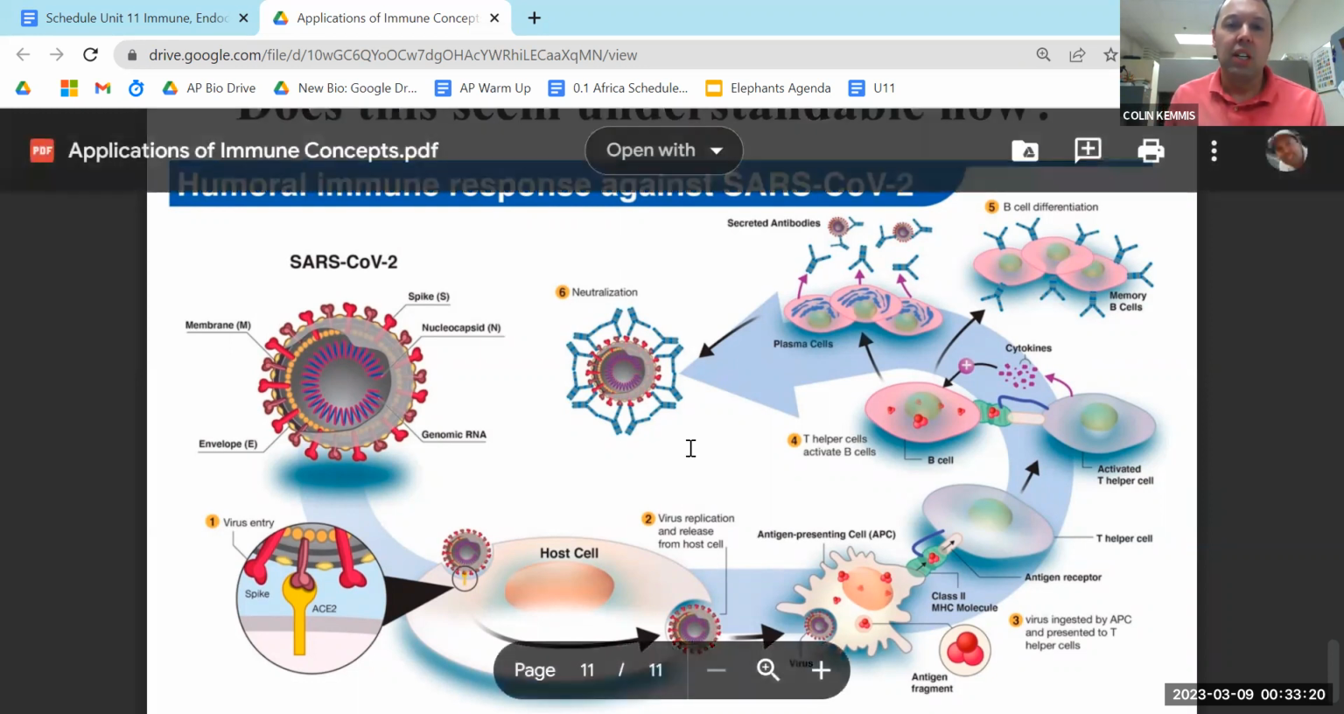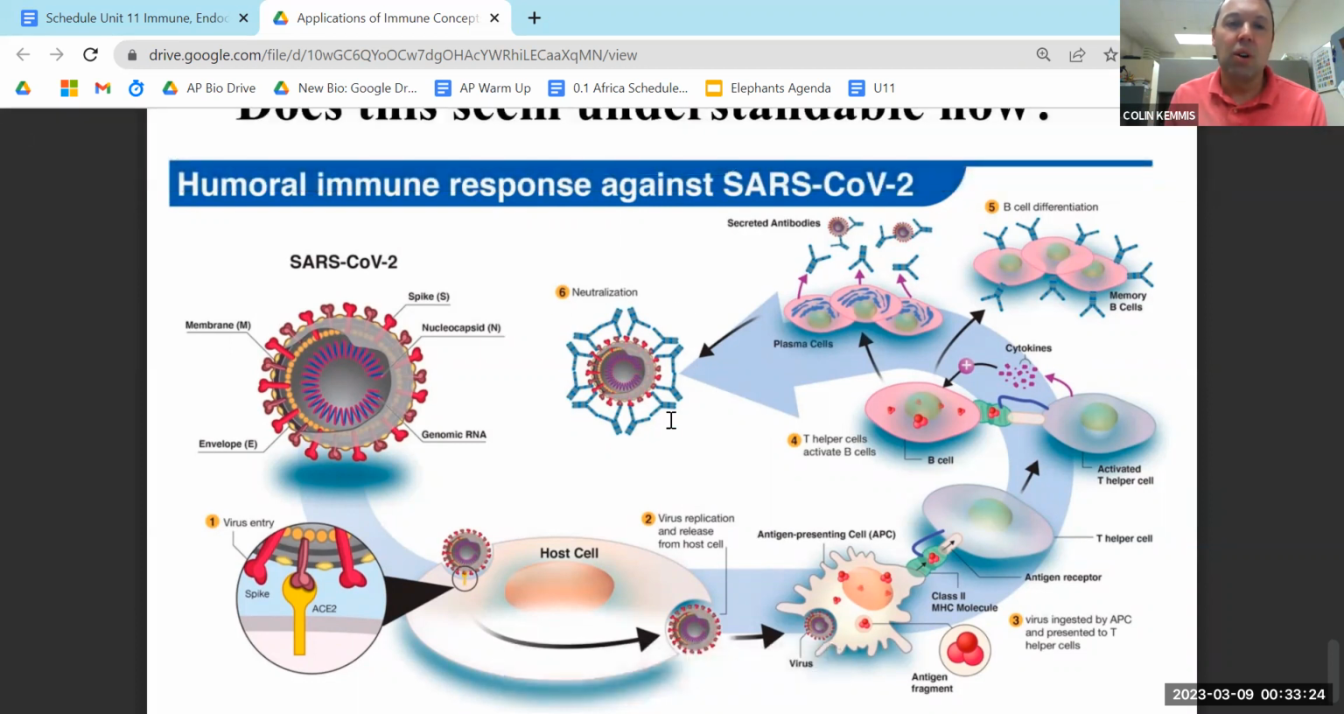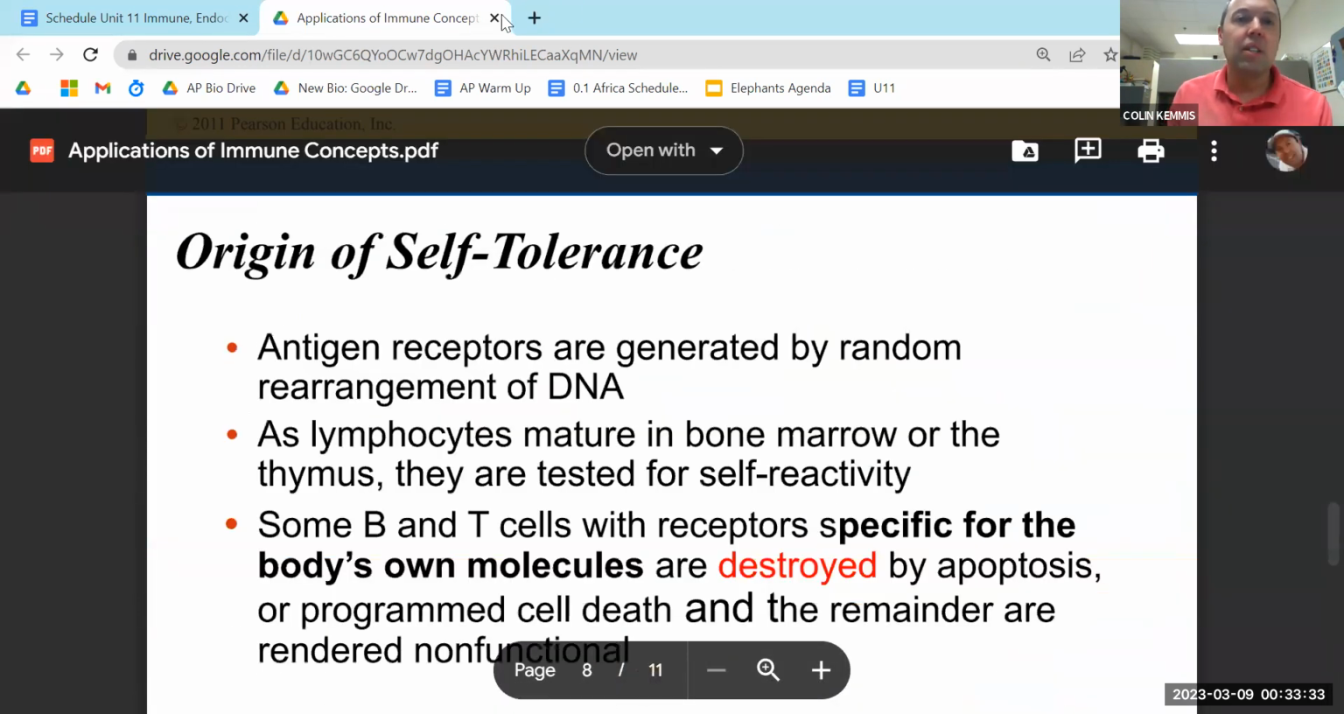So here you can see a virus that has been completely surrounded by antibodies, and that would be called neutralization. Okay, it was neutralized, it was disabled, and then it gets marked for destruction. All right, so that is the notes for today.